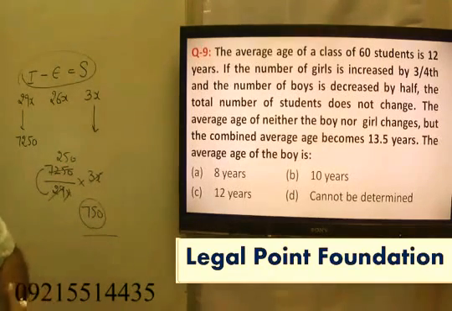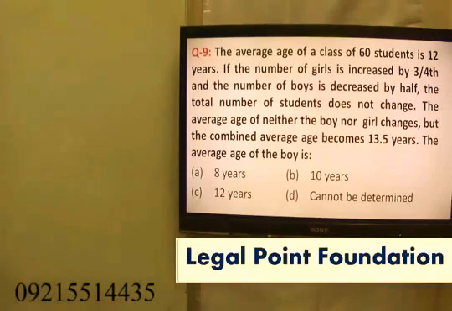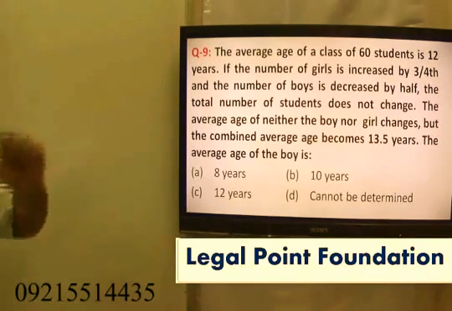Next you have question number 9 here. Just read the question and try to understand it. What is given? The average age of a class of 60 students is 12 years. If the number of girls is increased by 3/4 and the number of boys is decreased by 1/2, the total number of students does not change. What has he stated?